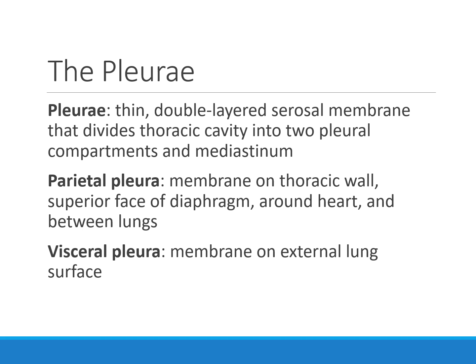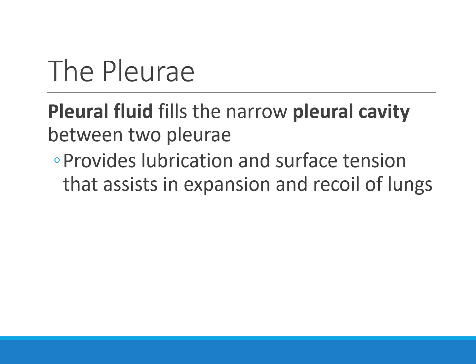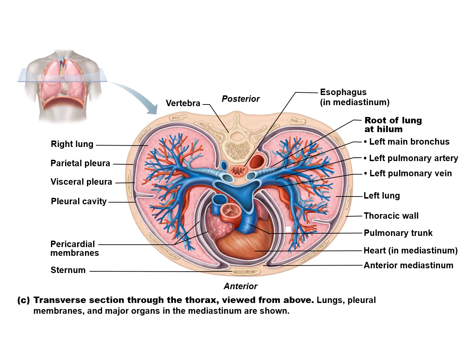The pleura, we've talked about the pleura all the way back since the beginning of Bio 210. This is a thin, double-layered serosal membrane that divides the thoracic cavity into two pleural compartments and a mediastinal area. The parietal pleura lines the thoracic wall and the superior face of the diaphragm, around the heart and between the lungs, and the visceral pleura is what's actually on the lung surface itself. Sitting in between those two is the pleural fluid in the pleural cavity, and that's what allows the two layers to slide by each other. So it provides lubrication and surface tension that allows for expansion and recoil of the lungs.